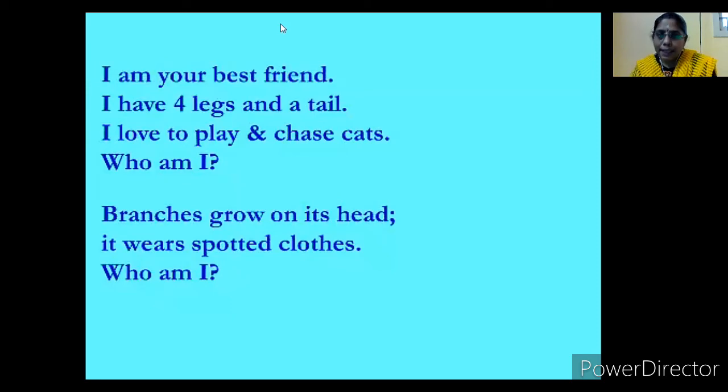I am your best friend. I have 4 legs and a tail. I love to play and chase cats. Who am I? Yes, dog.